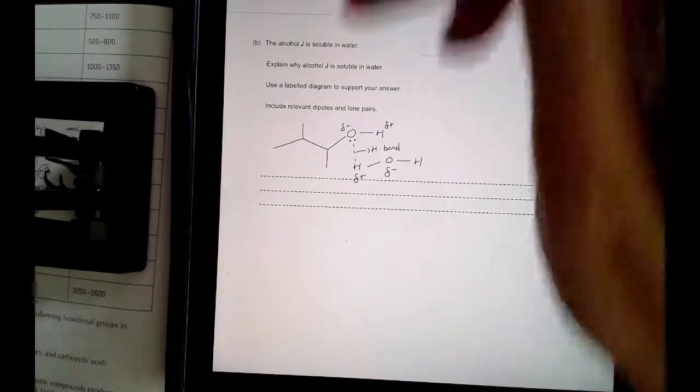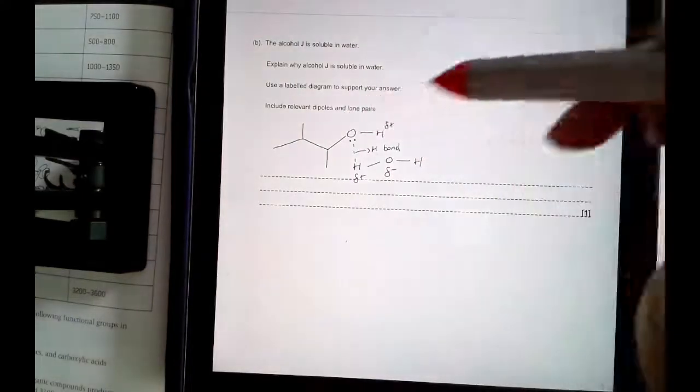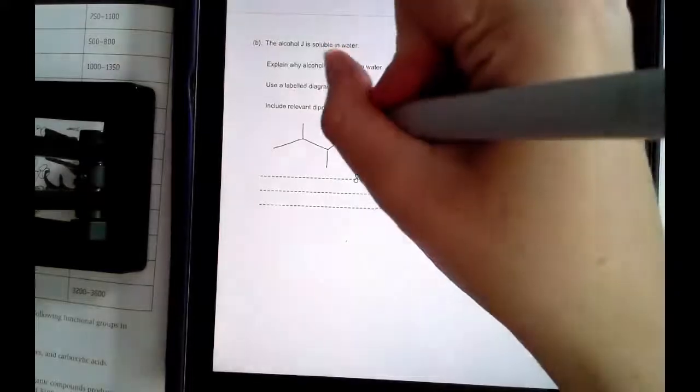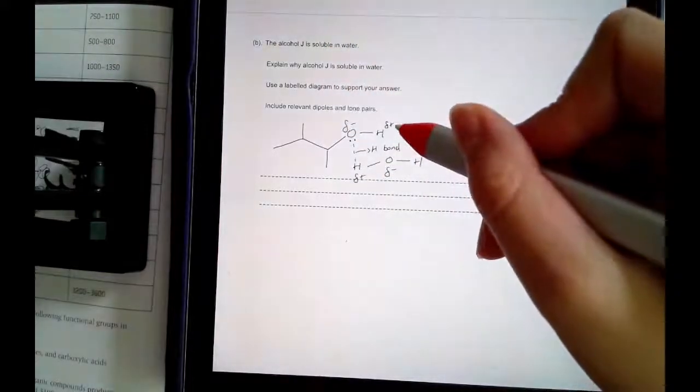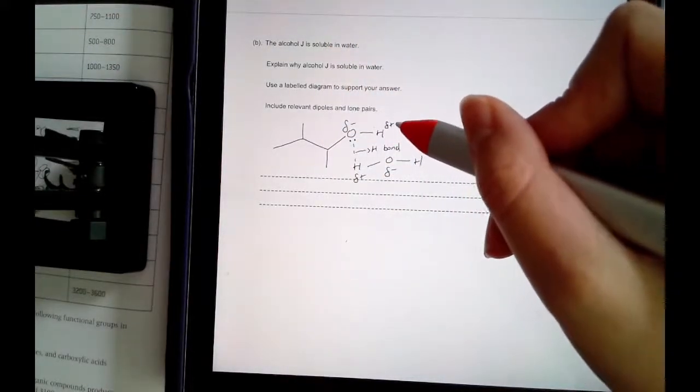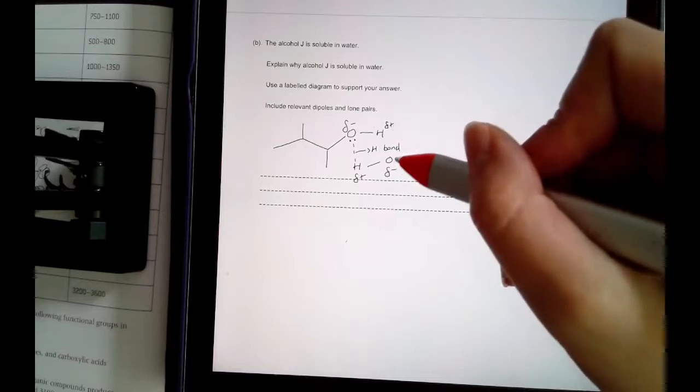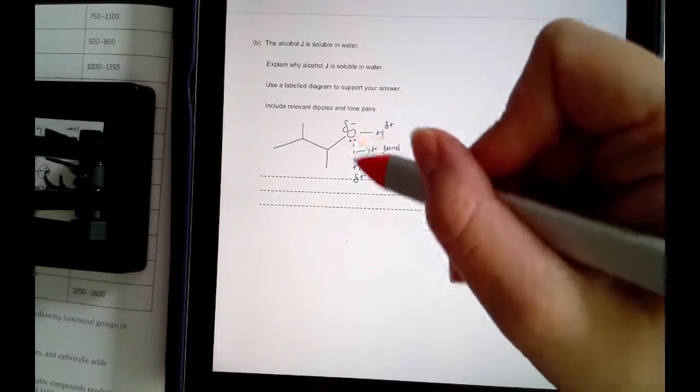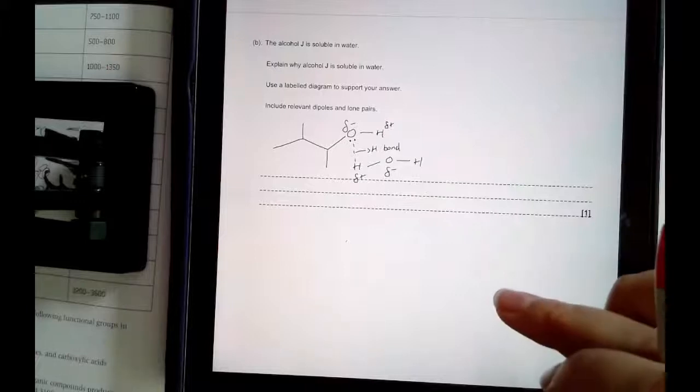Even though this hydrogen isn't part of the hydrogen bond that I've drawn, I still need to show it's delta positive. And similarly here, even though the oxygen isn't part of the hydrogen bond that I've drawn, I still need to show it's delta negative.